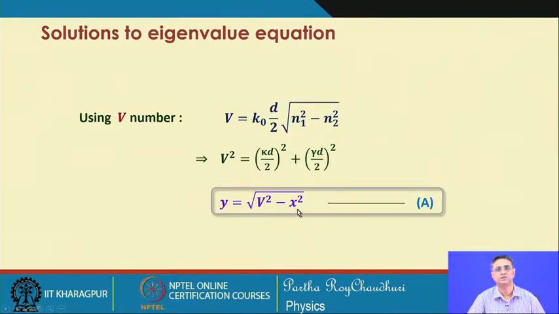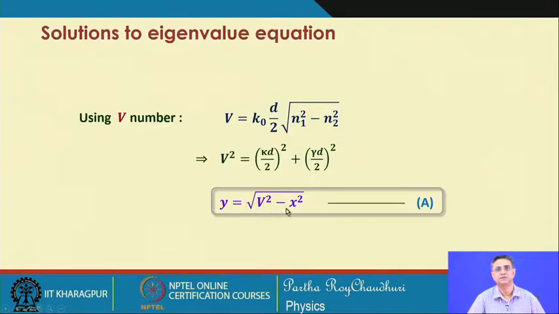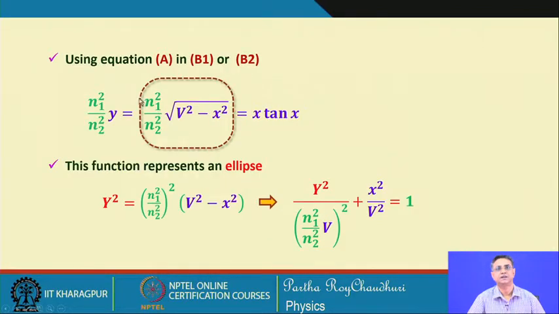So, y equal to this, b1 equal to this. So, for this, in place of y, if I write this equation, then I can write this into y, which will be equal to this, and that is equal to x tan x, because this is your y. So, this equation, we look at this function, n1 square by n2 square under root of this, is equal to, this function is the function of an ellipse. If you square, then y square will be equal to square of this quantity. The function represents an ellipse, and you have the equation of an ellipse of this form.